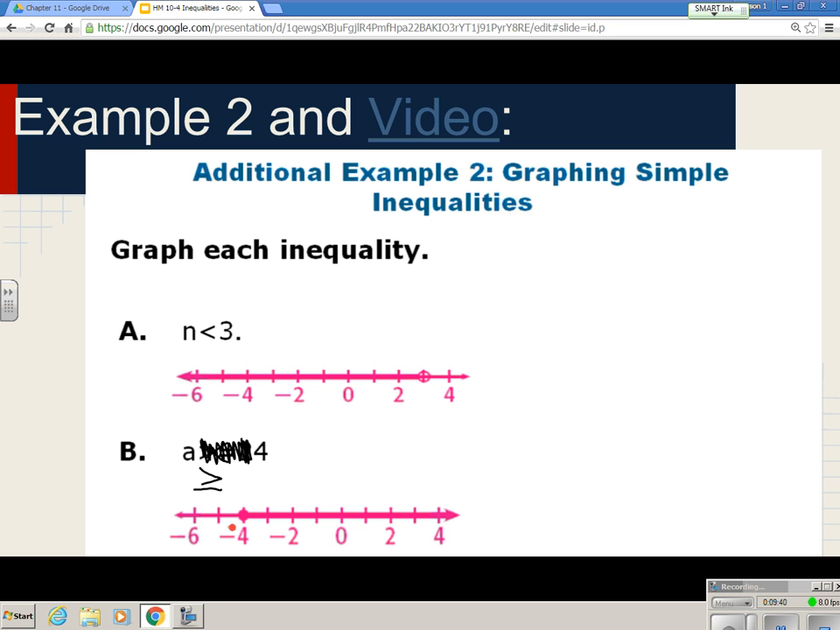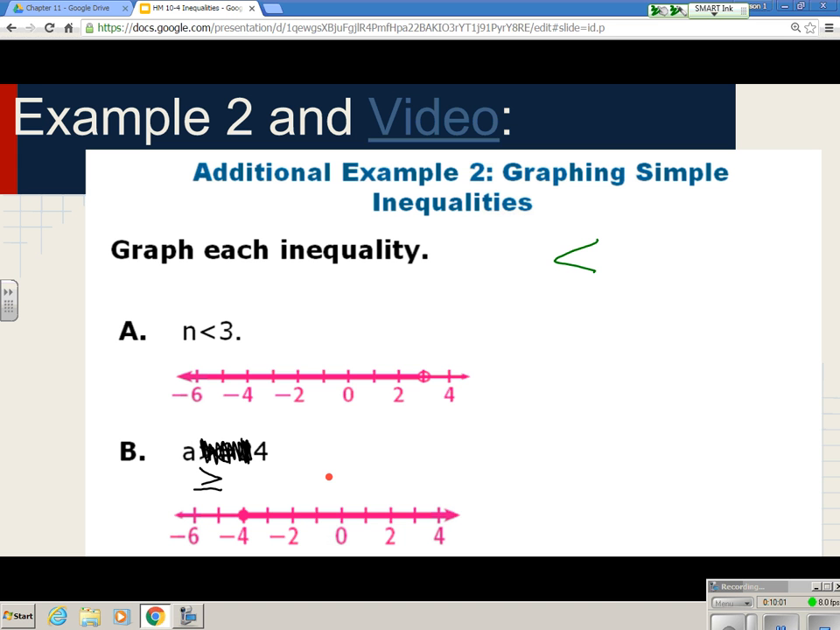You'll see that because it's greater than or equal to, I filled in the circle. Okay? And because it's greater than -4, you go up the number line from -4 up. Now you don't have to make the number line really long. You don't even need to make it this long. You could just use like 3 numbers. So a couple things I want you to add to your notes on this page.